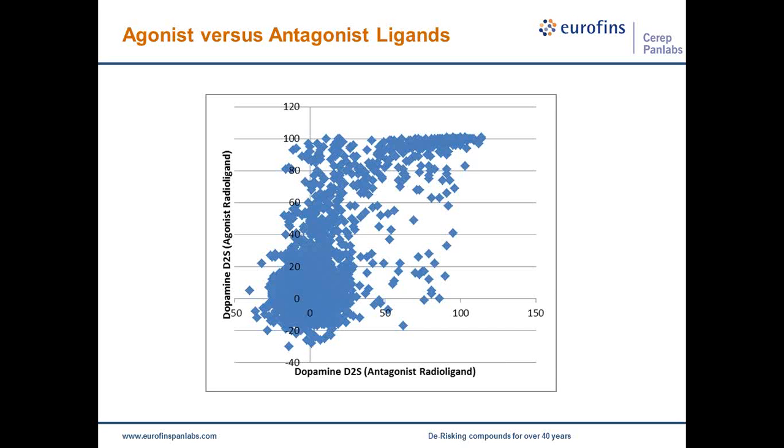In this case, I've plotted a dopamine D2S assay using an antagonist radioligand on the horizontal axis, and on the vertical axis we have the same target but using an agonist radioligand. And once again, you do not see very good correlation. And we know that for some of the classical antagonist ligands that have been used for many years, even the endogenous agonists are barely hits on these kind of targets. So that's another aspect to take into account in selecting what assays you want to use.